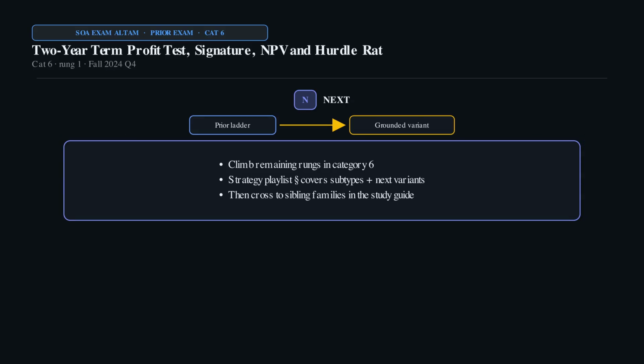After this sitting, climb higher rungs in Category 6 before switching families. Watch the matching strategy video for subtypes and grounded next variants.